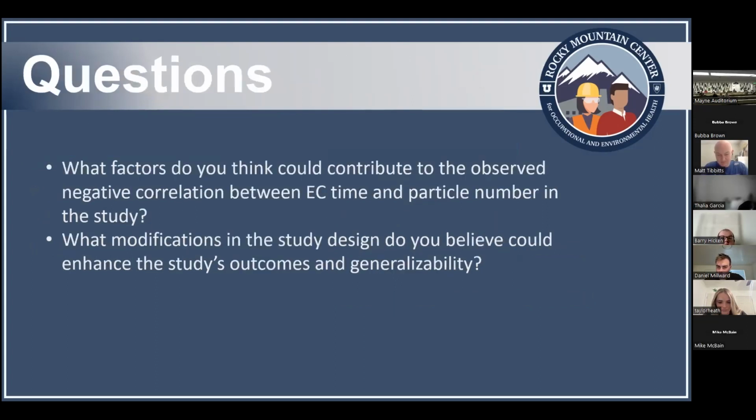Okay. This is the article, and here's my first question. What factors do you think could contribute to the observed negative correlation between the EC time and the particle number in the study? Why do we see that? I mean, it doesn't make sense. If we use more electrocautery, longer time, it should generate more.